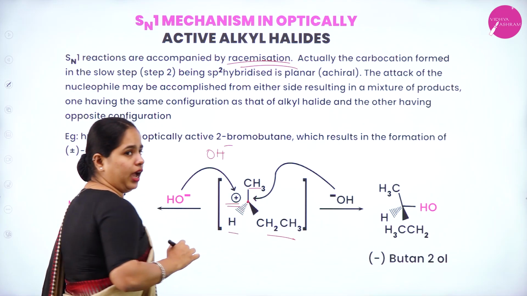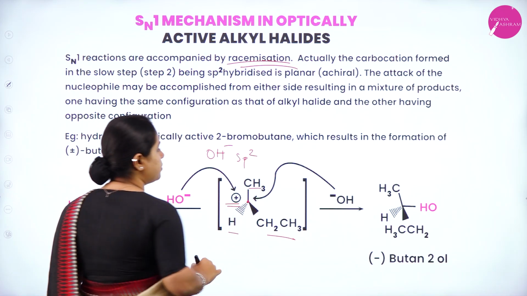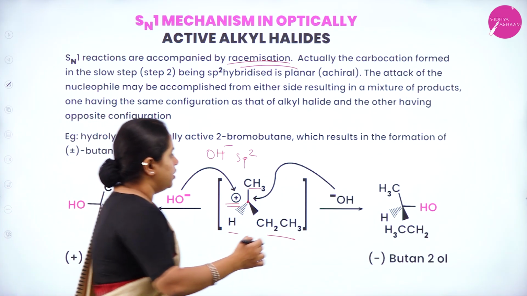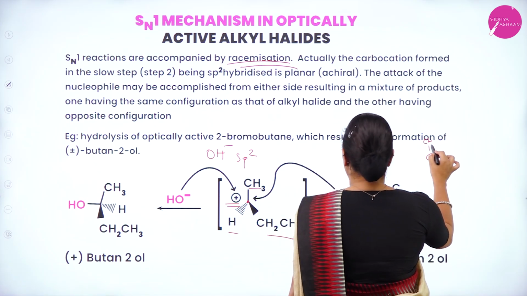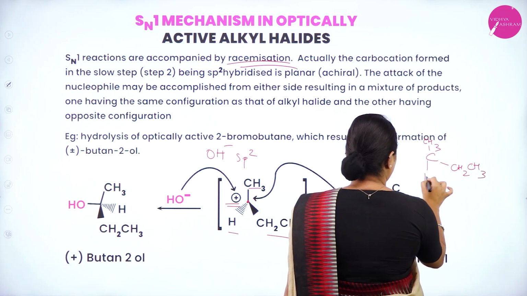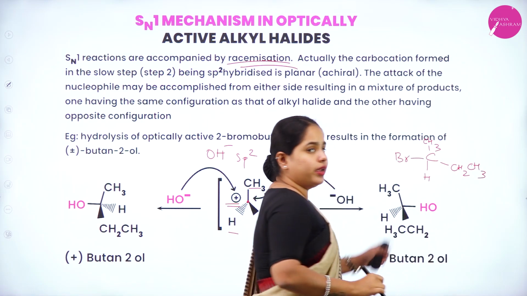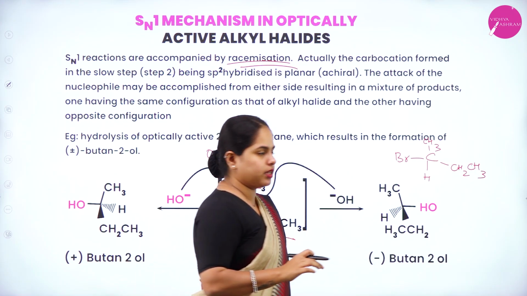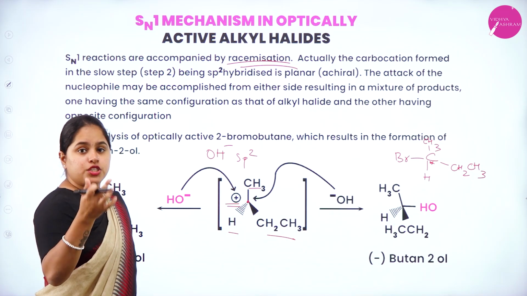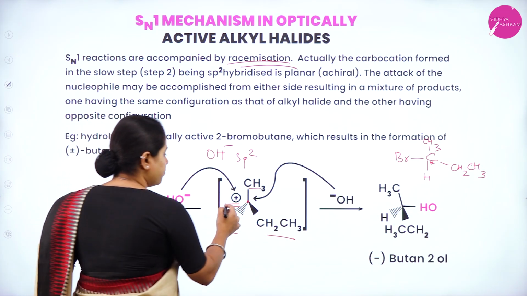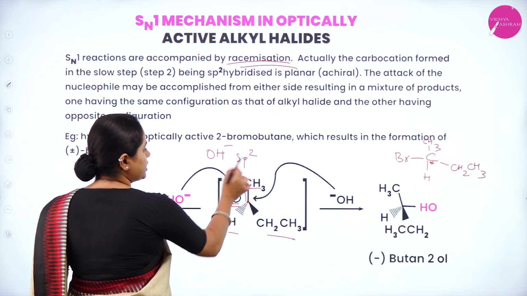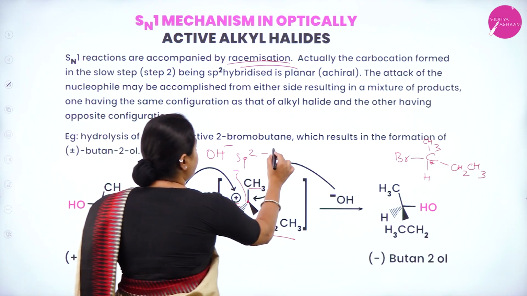So, this carbon atom will have sp2 hybridization, right? With sp2 hybridization, what is the geometry? It will be planar. Before forming the carbocation, it was CH3, C2H5, H and Br. In this case, it is sp3 hybridized. Why is this carbon sp3 hybridized? It is attached to 4 other substituents. But once you get the carbocation, the hybridization will be sp2, because it forms only 3 bonds. So this is an sp2 hybridized carbon and the geometry will be planar.